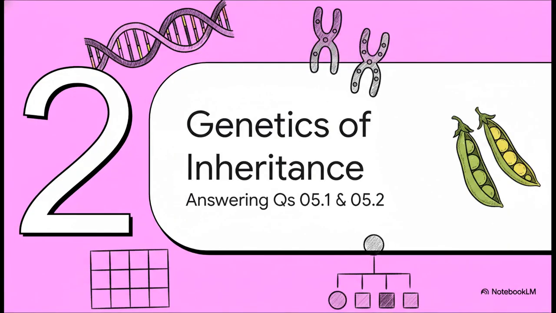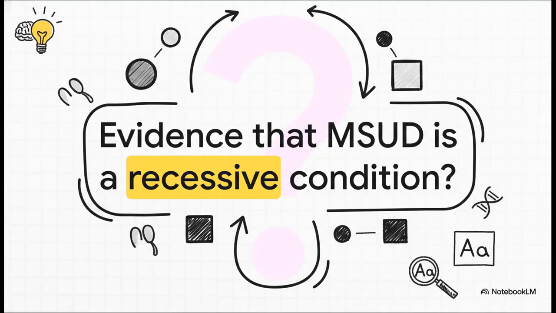Right, let's get down to business with the first couple of questions. This is where we dive straight into the genetics. So the first question is just for 1 mark, but it's asking for proof. We need to use only that family tree to show why the MSUD allele has to be recessive.